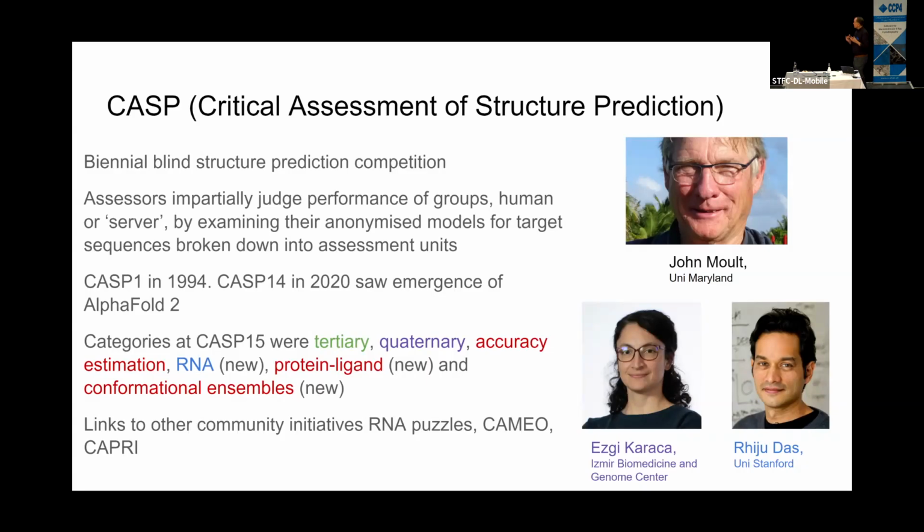And then there's a group of people, the assessors, who try and objectively look at those anonymized submissions and see which groups are doing particularly well in predicting structures. The categories at CASP15 changed quite a bit because at CASP14, you all remember, AlphaFold 2 came as an earthquake, really. And so a lot of the categories changed. They're listed there. The ones in red, I don't have time to talk about. I'm talking mainly about tertiary structure prediction, but I'll also borrow a little bit of material from Ezgi Karaca, who was the assessor of quaternary structure, and Rijuta Das, who was the assessor in the RNA category.